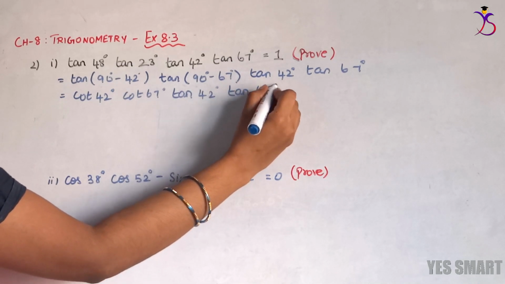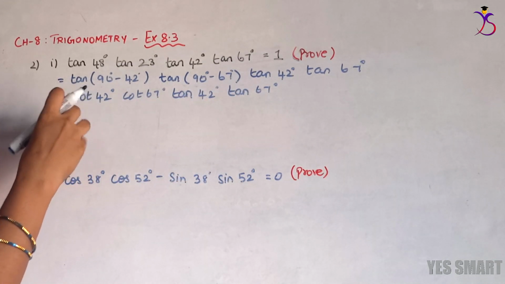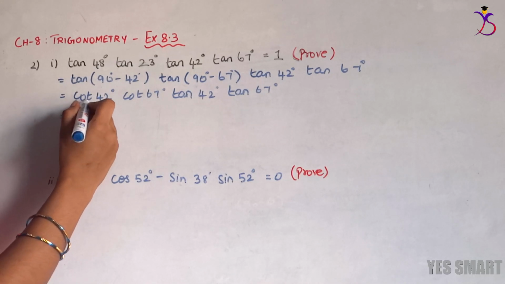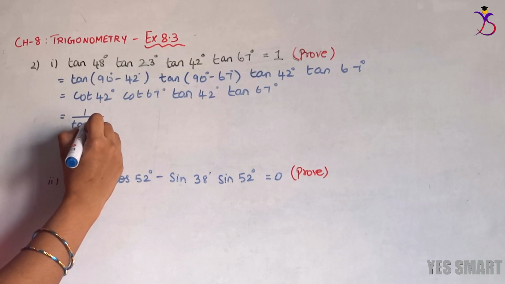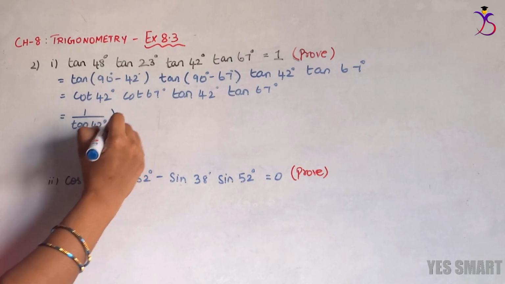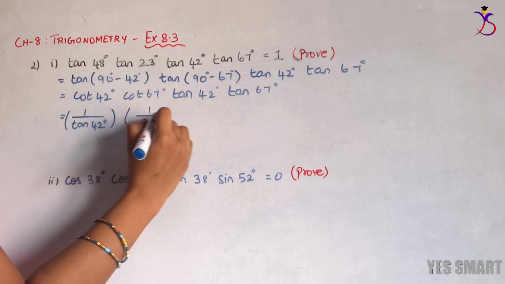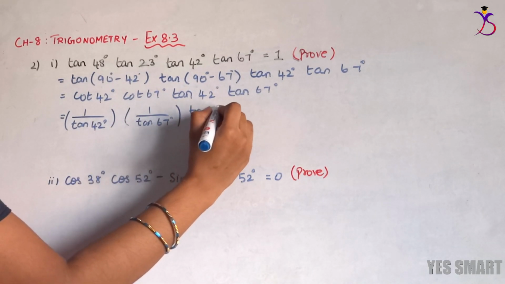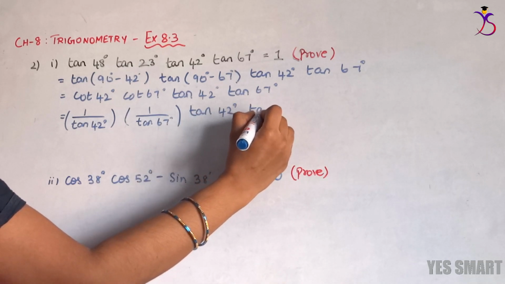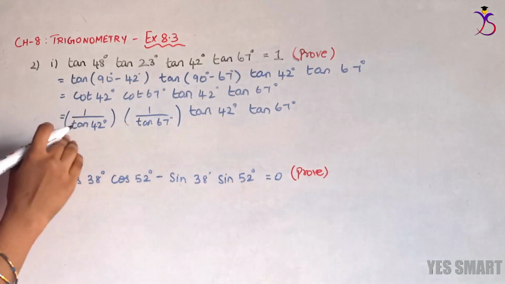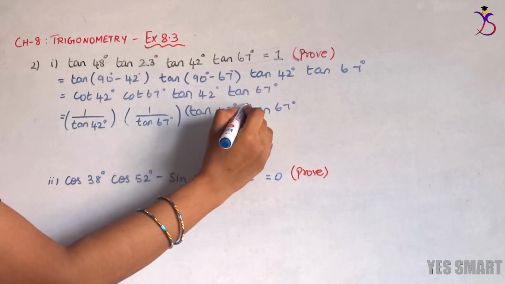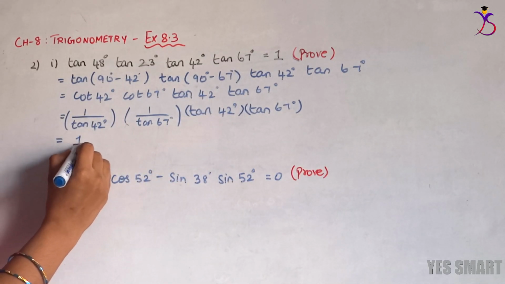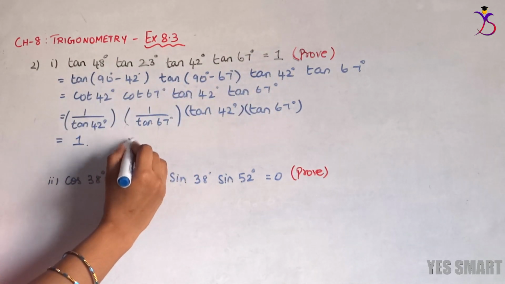Now I am going to take the reciprocal. We already know that cot theta equals 1 by tan theta. Therefore, cot 42 can be written as 1 by tan 42. Similarly, cot 67 can be written as 1 by tan 67. And the rest of the two terms I am just putting down, tan 42 and tan 67. Tan 42 and tan 42 get cancelled. Likewise, tan 67 and tan 67 are cancelled. Therefore, the answer is 1. Hence proved.